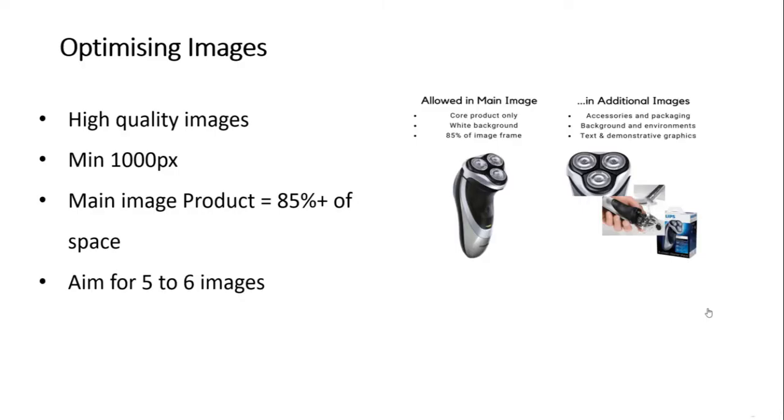Using high quality images is a very important part of having a high converting listing. The image thumbnail is what users will see in the search results and will have a large impact on your click-through rate. In your listings, you should aim for 5 or 6 high quality images.